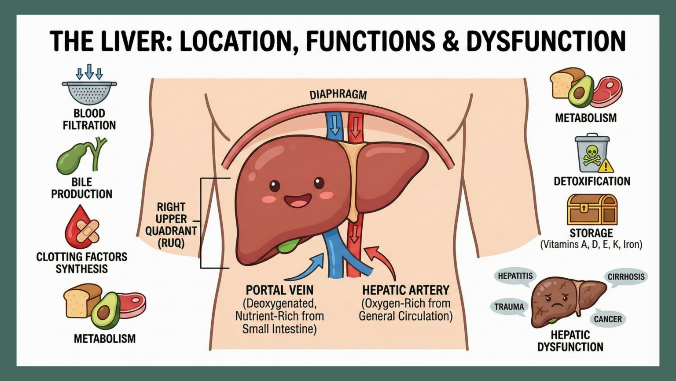B, hepatic dysfunction. So what happens when things go wrong? Hepatic dysfunction is simply the liver's inability to perform its usual functions. It can be caused by a range of issues, from viral infections like hepatitis to conditions like cirrhosis, liver trauma, or even liver cancer.